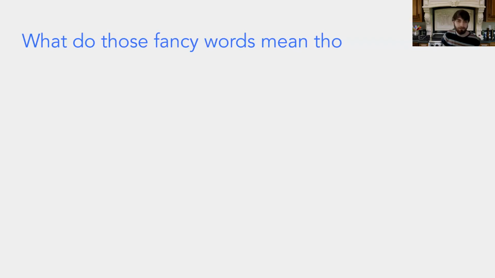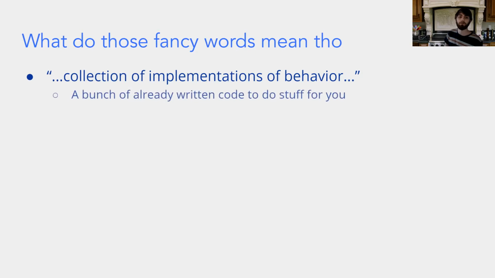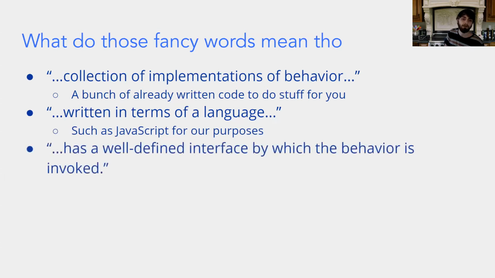So to break down the fancy words piece by piece real quick, a collection of implementations of behavior. Essentially, you just have a bunch of already written code to do stuff for you. It's beautiful. It's amazing. There are totally no downsides to libraries. I'm being sarcastic. We'll cover that in a second. Written in terms of a language, such as JavaScript usually for our purposes, and has a well-defined interface by which the behavior is invoked.